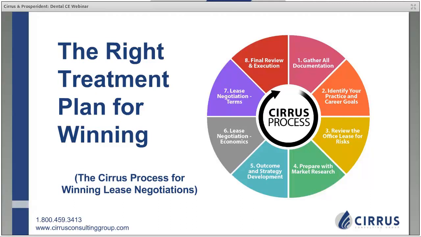Now, in terms of actually how to negotiate the lease, this is the 7-step process that we follow. In a minute or so, I'll quickly walk you through this. When we get involved in these projects, in every case, it starts with, we want to get a copy of your lease. We need to identify what the goals are for you, your practice, etc.